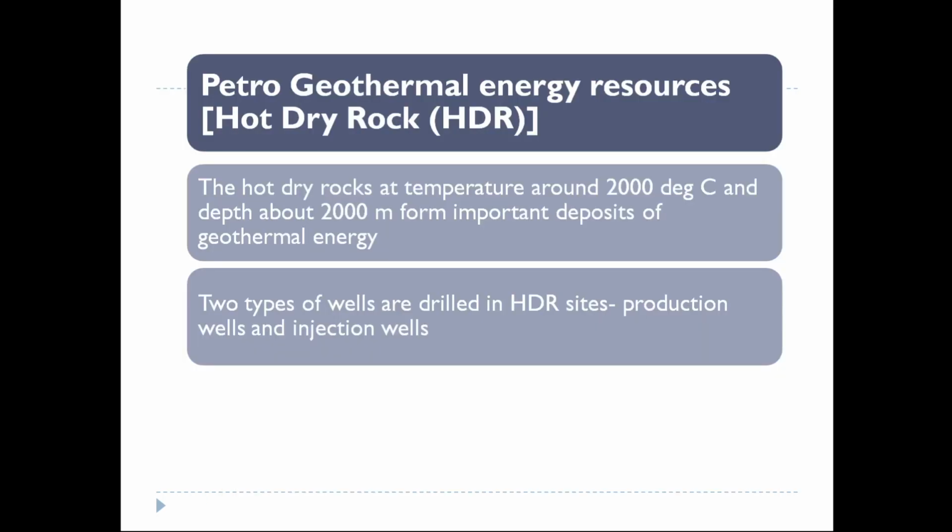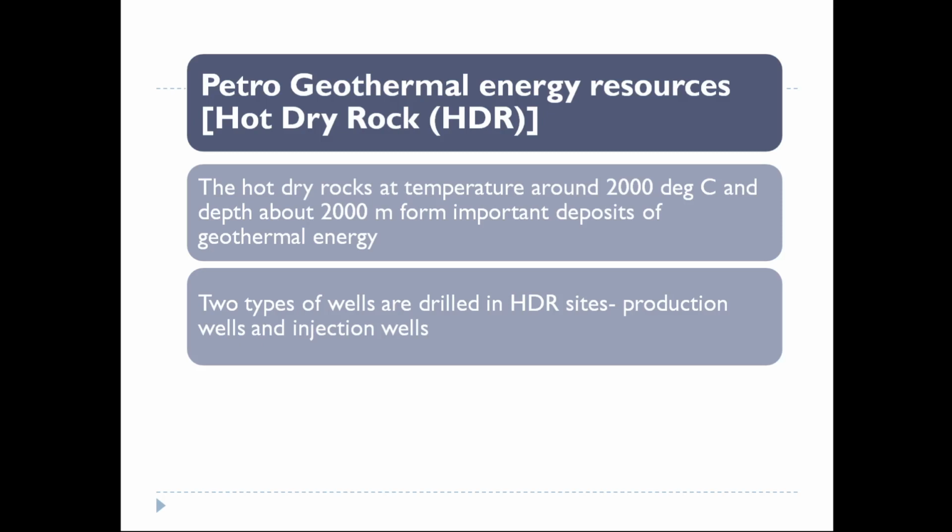Now coming to the second category, petro geothermal energy resources, which are commonly available in the hot dry rock, HDR. The hot dry rocks at temperatures of around 2000 degrees Celsius. Can you imagine 2000 degrees Celsius temperature and around 2 kilometer depth form important deposits of geothermal energy.